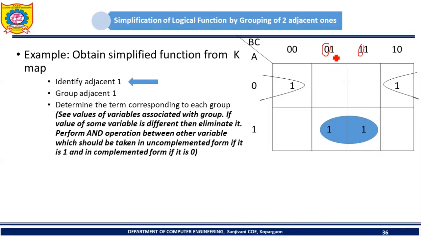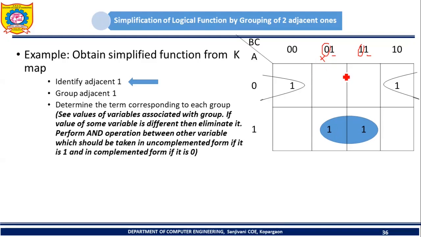What about c? c is constant. What is the value of c for this group? Here c is 1 and here also c is 1. So for this group c is constant. That's why I should consider c while writing term for this particular group. So a is constant as well as c is also constant, right? Now let's try to understand this statement again. We have to observe the values of variable associated with the group. We have done it. Then if values of some variable are different, then eliminate it. So which variable are we going to eliminate here? We are going to eliminate this b for this particular group. Then perform AND operation between other variables. In this case, which are the other variables?